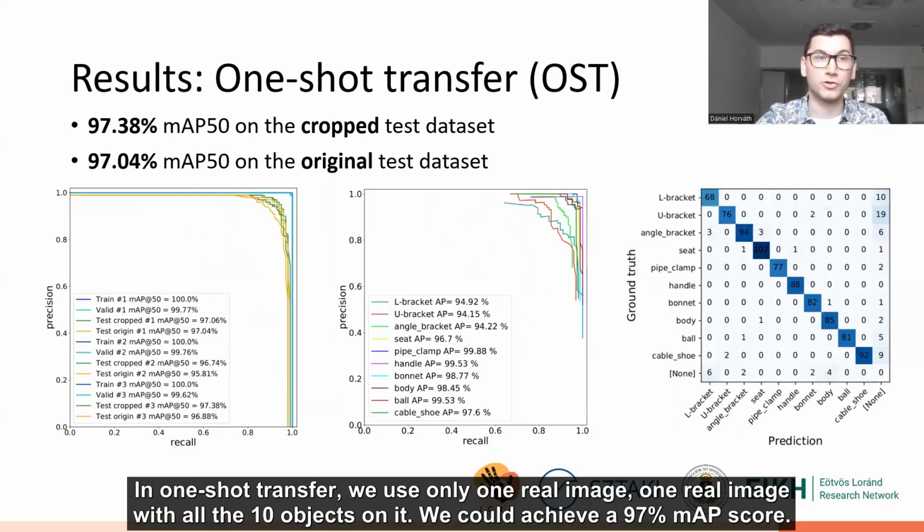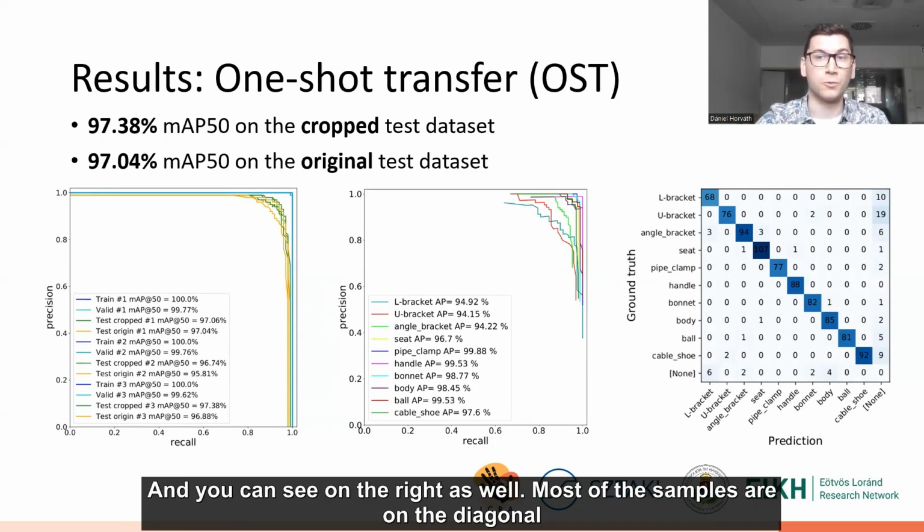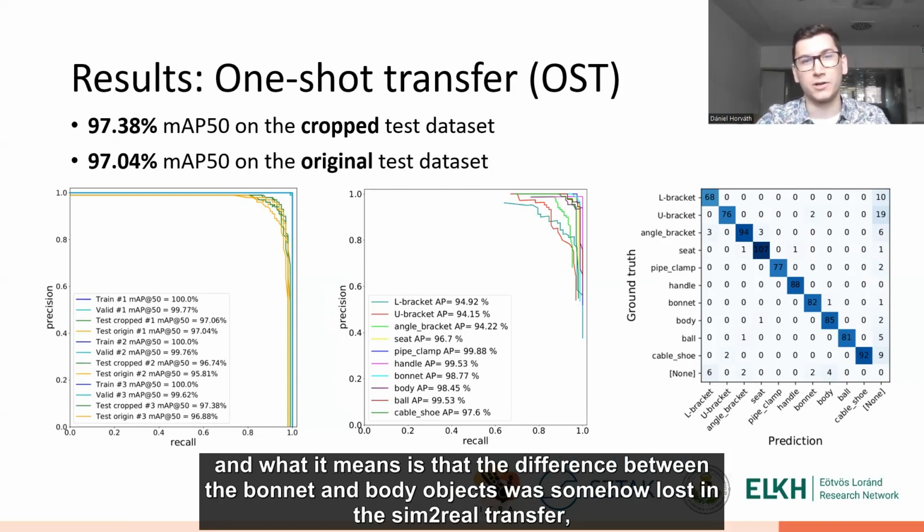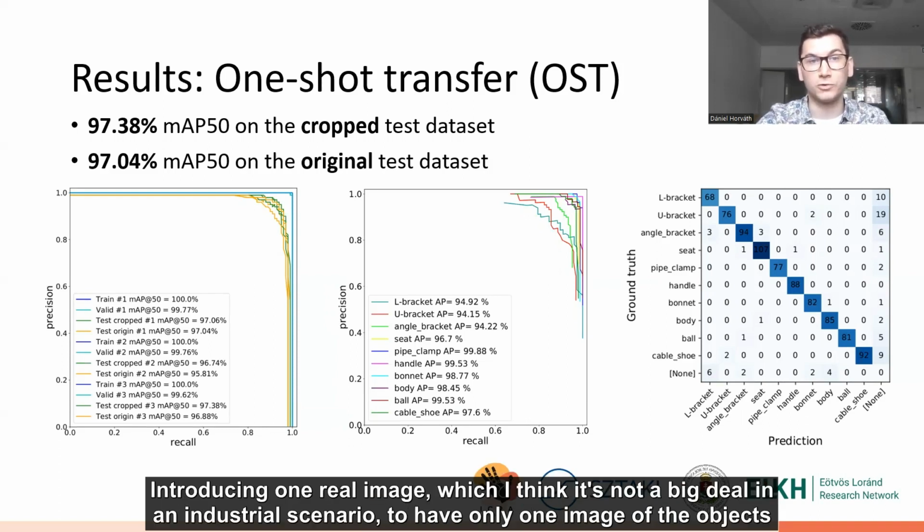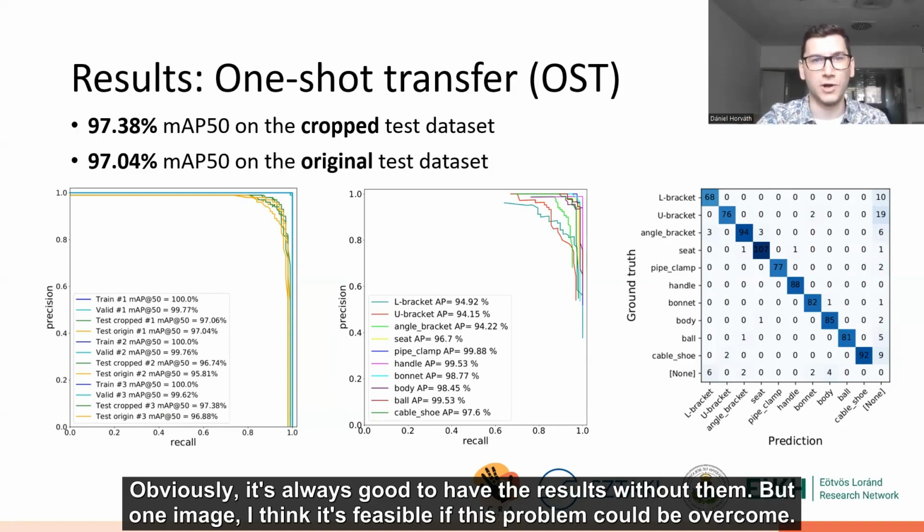And in one-shot transfer, we used only one real image with 10 objects on it, all the 10 objects on it. And we could achieve a 97% mAP score. And you can see on the right as well that most of the samples are on the diagonal. What it means is that probably the difference between the bonnet and body was somehow lost in the Sim2Real transfer, but by introducing one real image, which I think is not a big deal in an industrial scenario, to have only one image of the object. Obviously, it's always good to have more, but one image, I think, is feasible. This problem could be overcome.